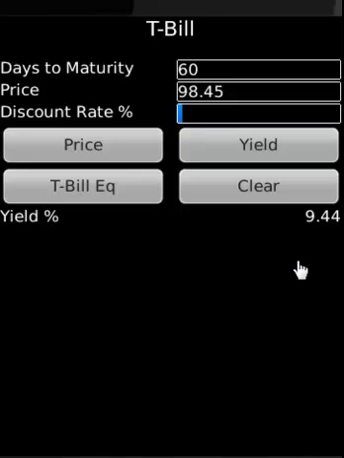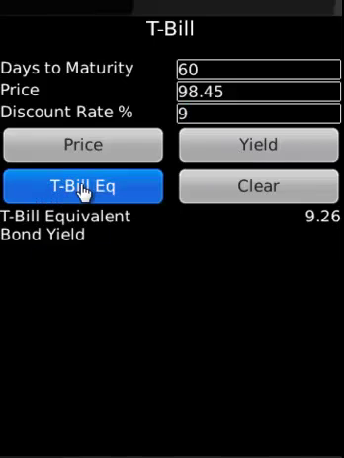So now let us calculate the T-bill equivalent yield. So in this case T-bill equivalent bond yield is 9.26. So what we just covered, we covered T-bill price, yield, and T-bill equivalent bond yield.